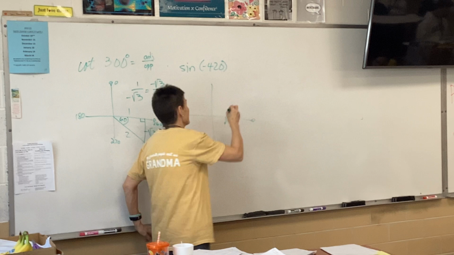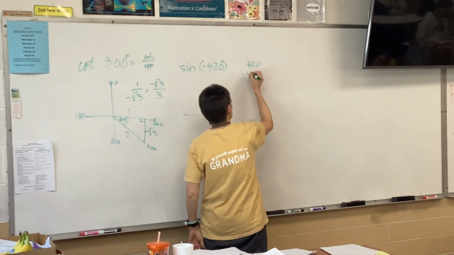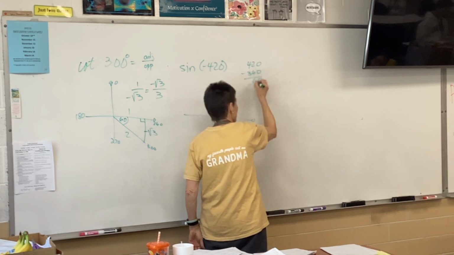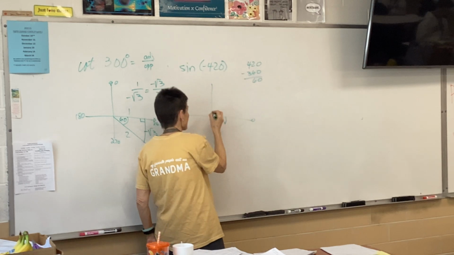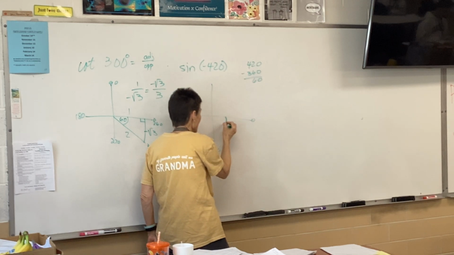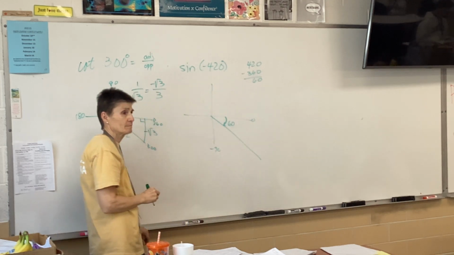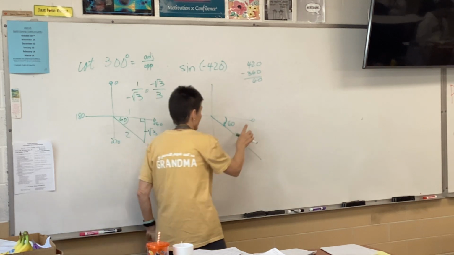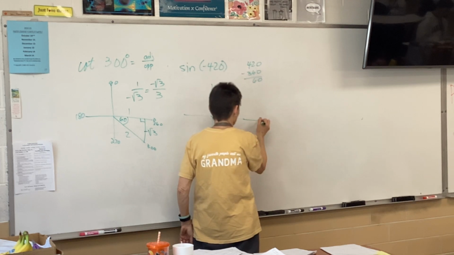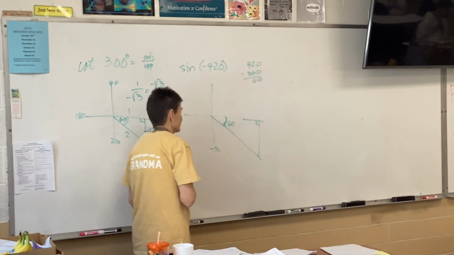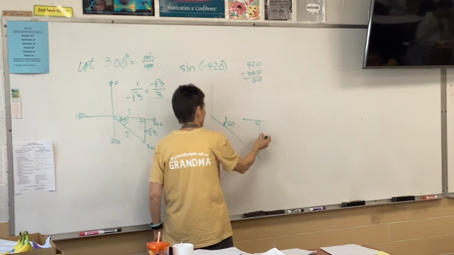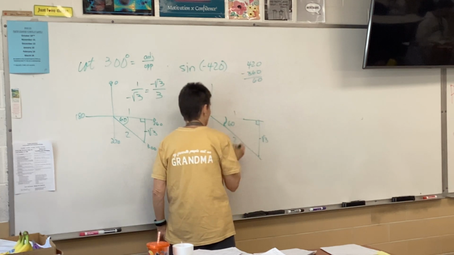60? 420 minus 360 is 60. So this thing goes all the way around and then an extra 60. Would you agree with that? So my triangle looks like this. Same as that one, actually. Coincidence.